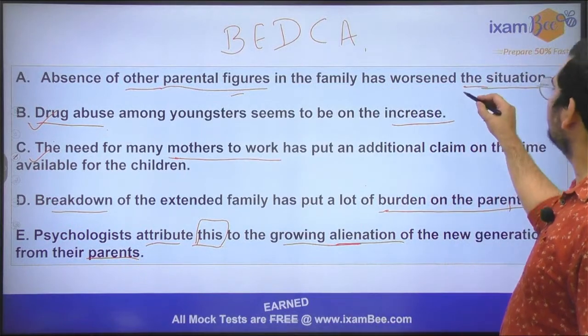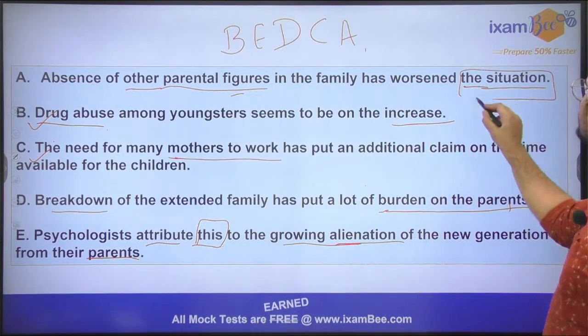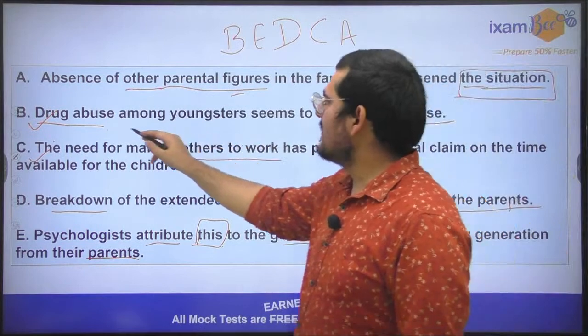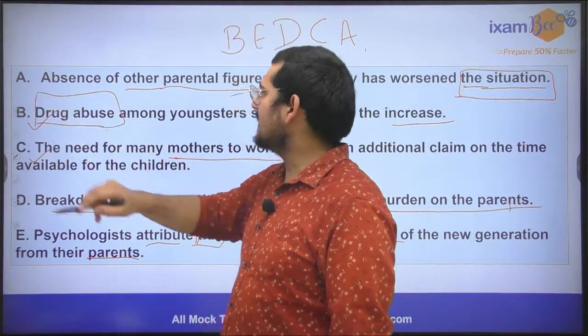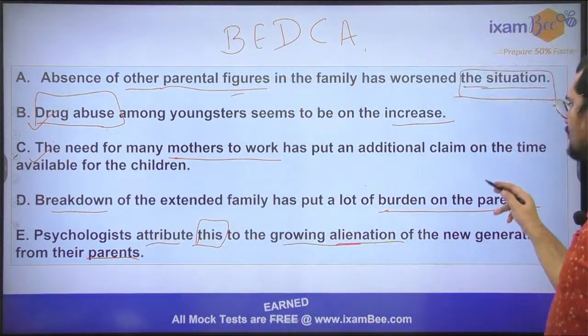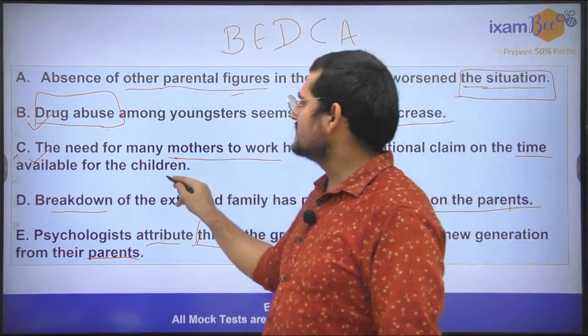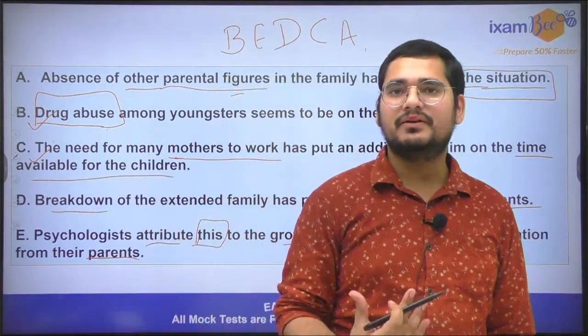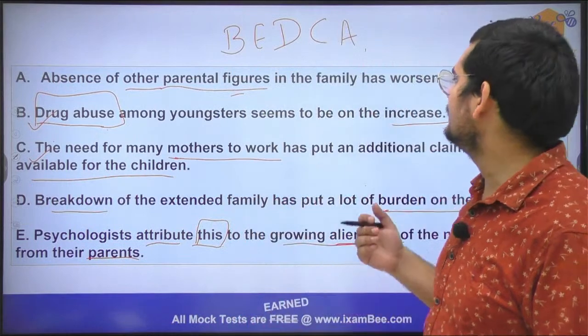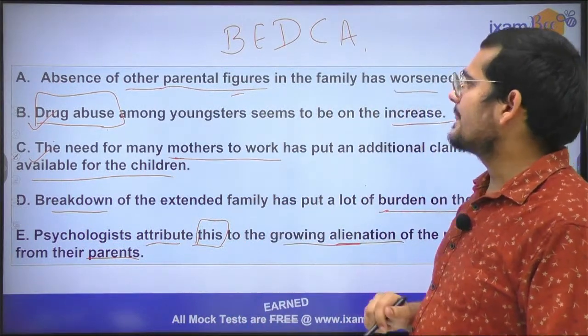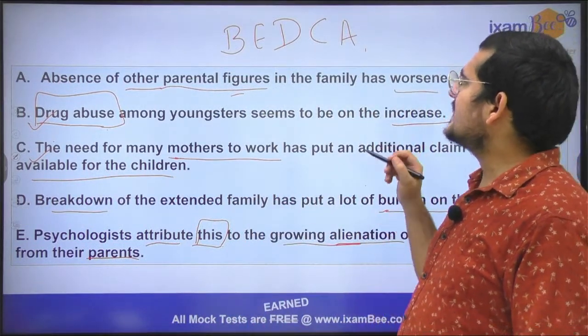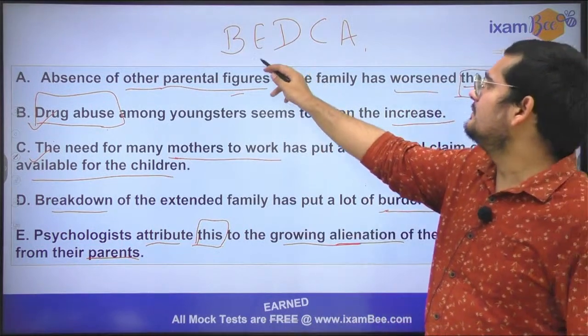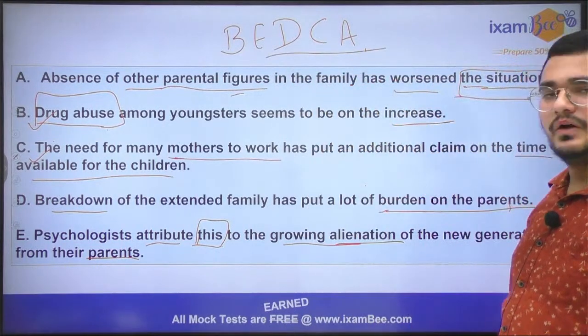Now we get to know कि ये जो situation था, ये कौन सी situation थी? It was drug abuse. ठीक है? या फिर जो टाइम है चिल्ड्रंस के लिए, जो जितना अवेलेबल है वो क्या है? कम है. तो इस सिचुएशन को उसने क्या कर दिया? वर्स कर दिया. ठीक है? So this is a correct sequence. Okay, BEDCA.